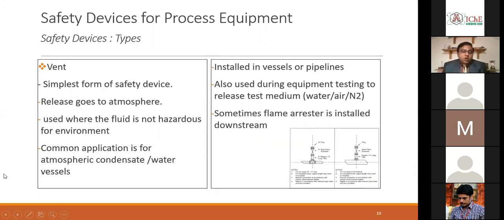So let's see how many types of safety devices there are. First of all is the vent. It's the simplest form of safety device. Nothing is there, simply from the vessel or the equipment you just put a pipe with a valving connection and just keep the valve open.